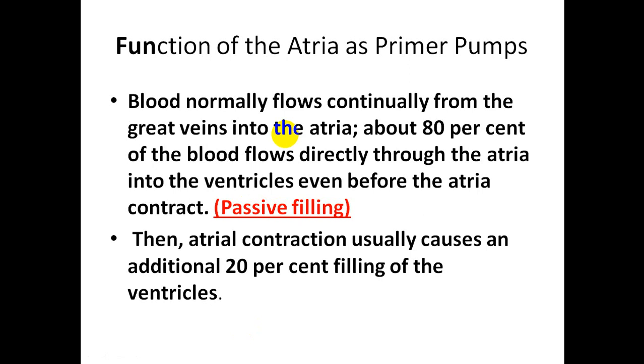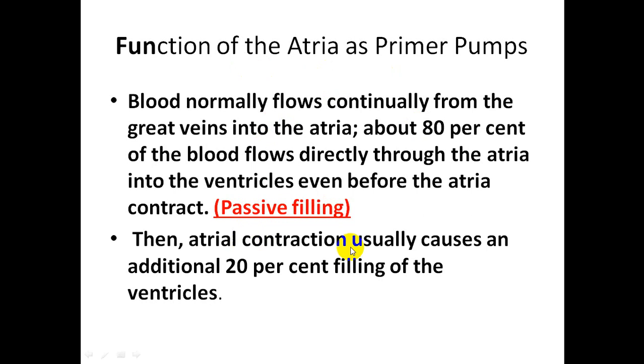When the AV valves open, the atrioventricular valves, I mean the tricuspid in the right and the mitral in the left, due to the increased volume of blood in both atria and, as a consequence, increased pressure over that in both ventricles, these valves open and the blood passively passes through them. About 80% of the blood passively pours into both ventricles. This is what is called passive filling.